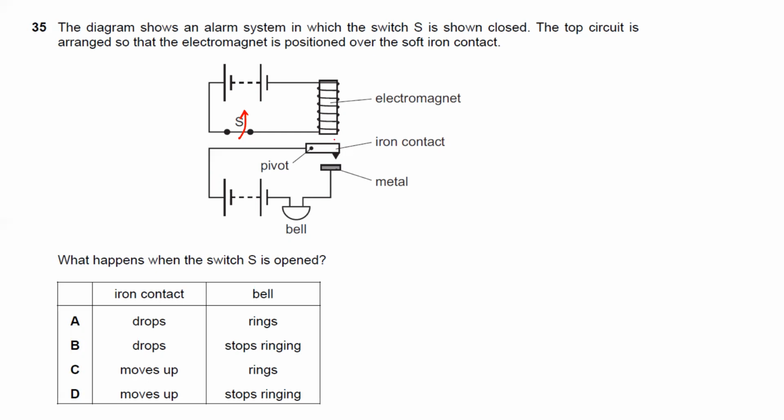If there is a change in magnetic flux, this is an iron contact. For example, this is the north pole here, south here. So when the switch is opened, this north immediately changes to south, and this becomes north, and this south pole induces a north pole here because of Lenz's law, or basically it attracts the iron over here.